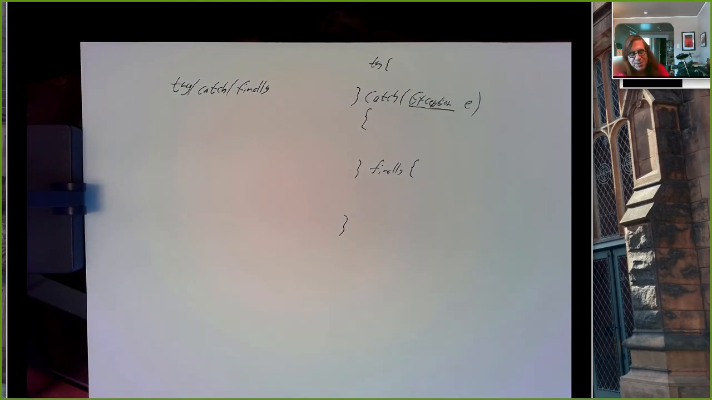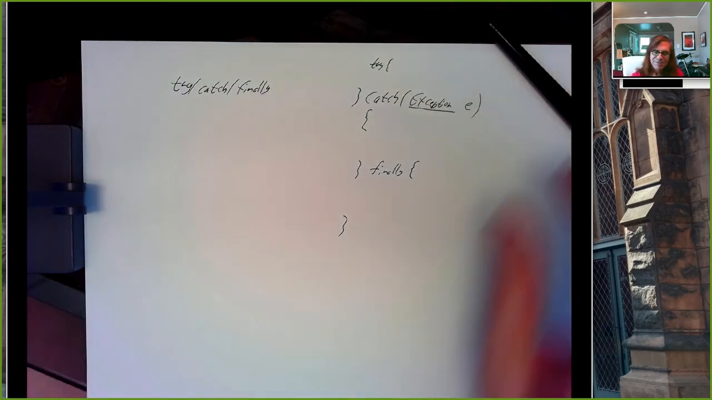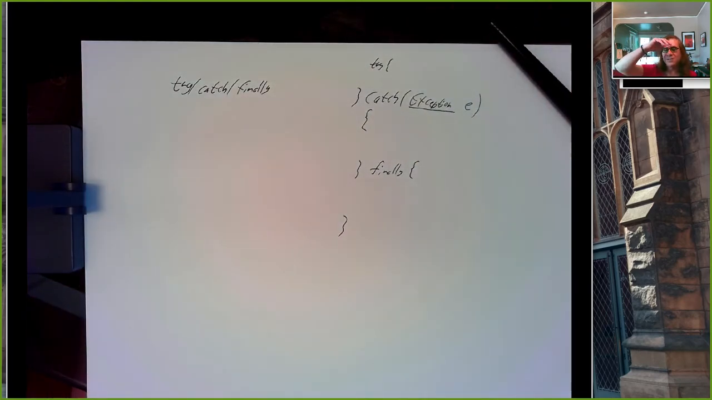Probably the most important punchline to know for this is keep these blocks tight. If you have 50 lines of code and line 13 might cause an exception, don't put all 50 lines inside a try block. Put line 13 in a try block. Be very, very tactical about these.